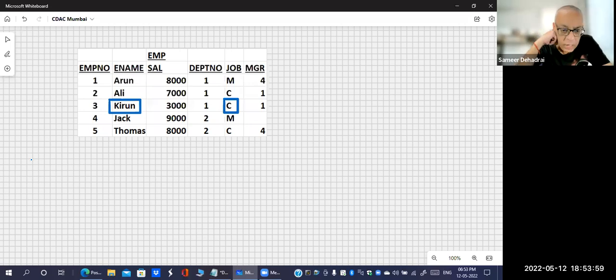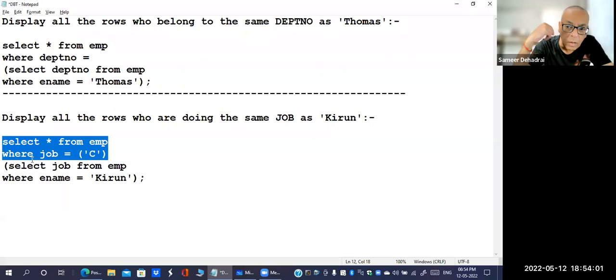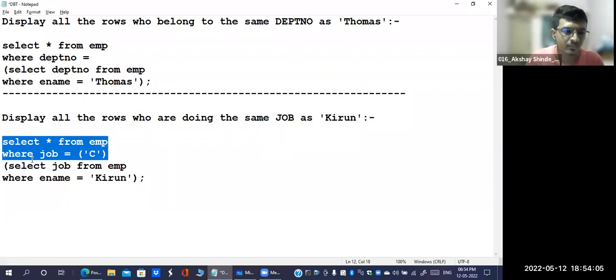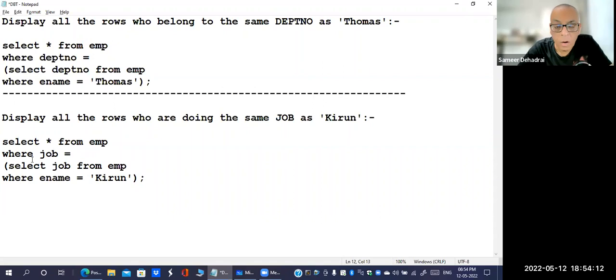Understood how to write subquery, students? I have given equal to. You can say not equal to. You can say greater than. You can say less than. All that is possible.